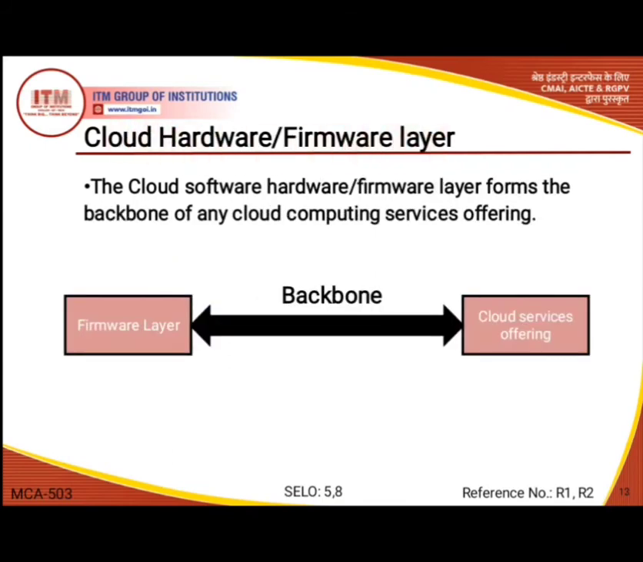Now the next one is the hardware and firmware layer. So here at the bottom end of the layered model of cloud computing is the actual physical hardware, which forms the backbone of any cloud computing services offering. Here I have already mentioned the definition, and in this diagram you can see that this firmware layer provides the backbone for all the cloud services offering.